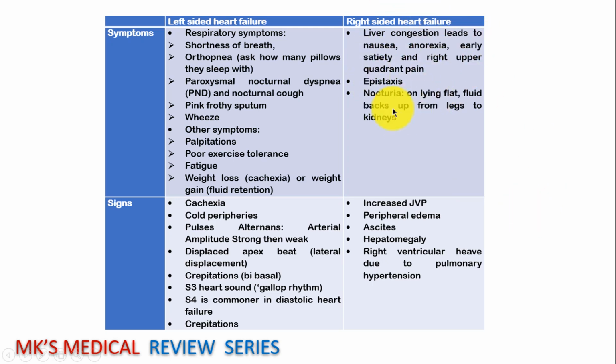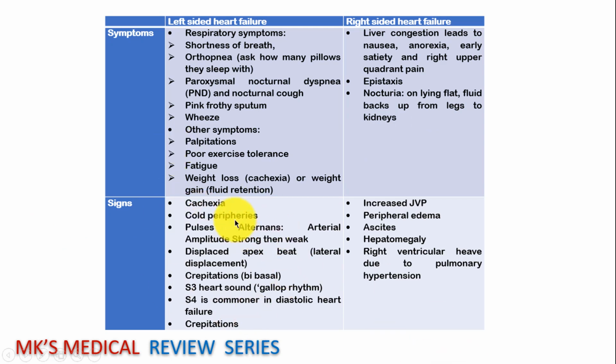You may have epistaxis, which is nose bleeding. You may have nocturia. So on laying flat, the fluid backs up from the legs into the kidneys. There's a lot of filtration happening. Then there are some signs. Cachexia is just simply severe weight loss.